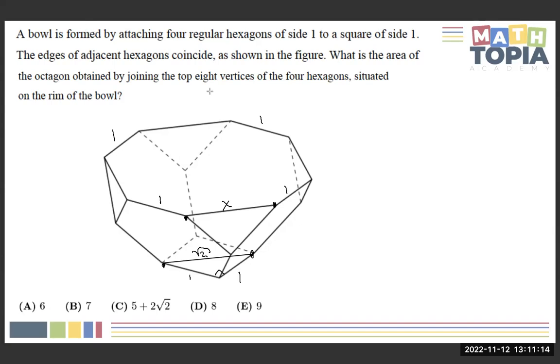If we were to draw the hexagons head on, the angle would look like this. There would be perfect symmetry. So this distance here would be the same as this distance. And we know the distance down here is the square root of 2. So therefore, this distance up here is also the square root of 2.